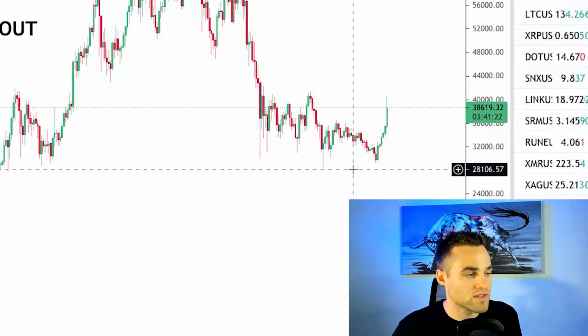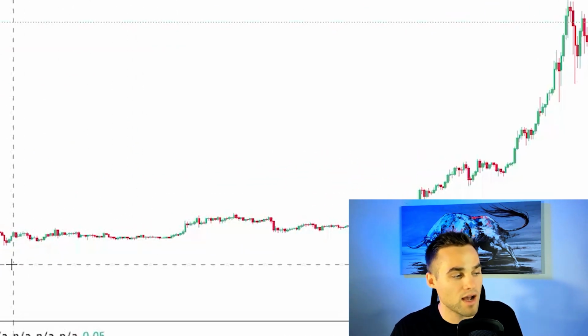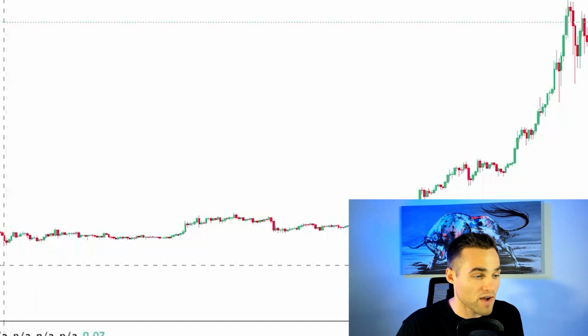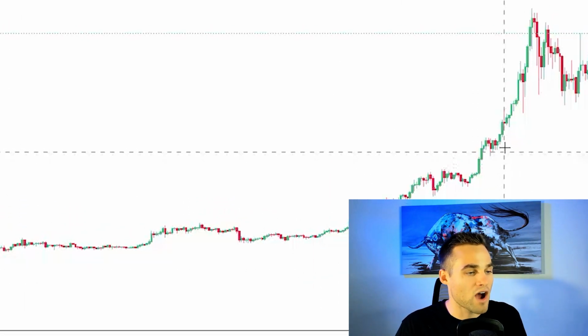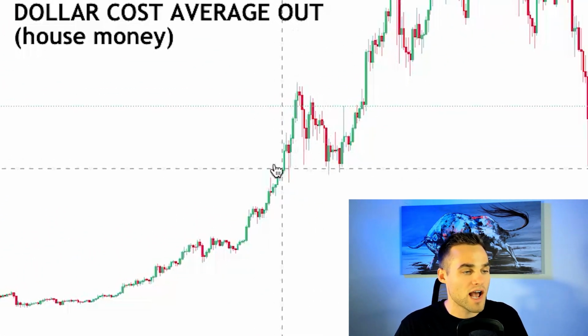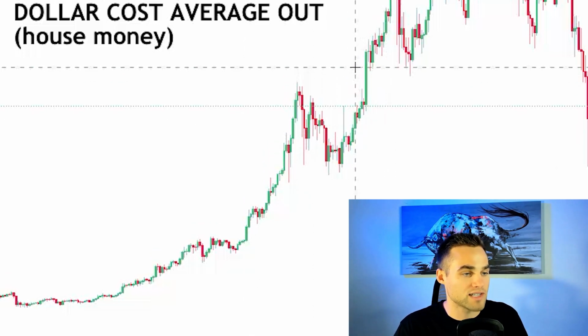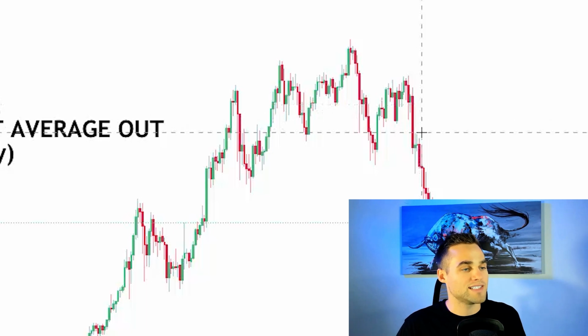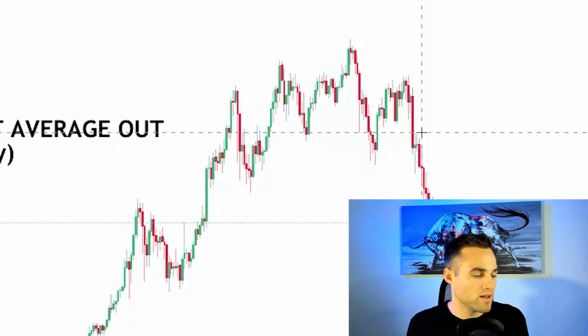But you can also dollar cost average out of a position. And this is what I've done this year. I happened to buy Bitcoin basically at the low of the bear market, around $5,000. And as price went up, I started to take profit. So as it came up to here, I took some profit. As it came up to here, I took some profit, right? And I did this to start dollar cost averaging out. I didn't want to completely get out of the asset because I don't think anybody should completely get out of the asset, but I wanted to play with house money.